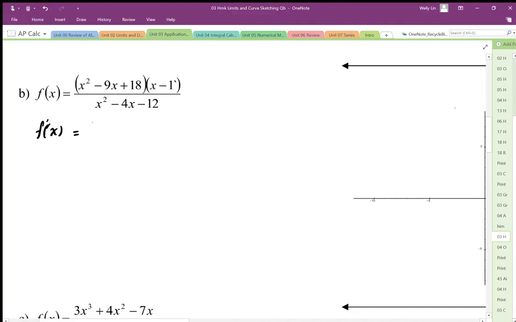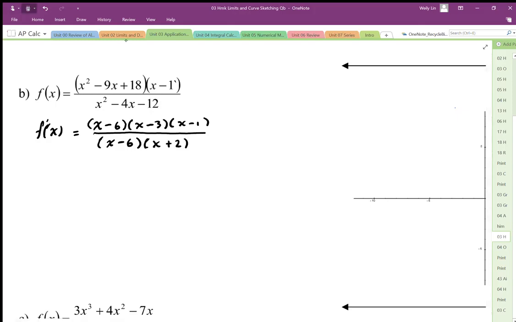So factoring this, I end up with x minus 6, x minus 3, and then x minus 1. In the denominator, we have a negative 12, so we need to have a negative and a positive, so we end up with x minus 6 and x plus 2. Okay, so we can see that there are some factors that cancel.